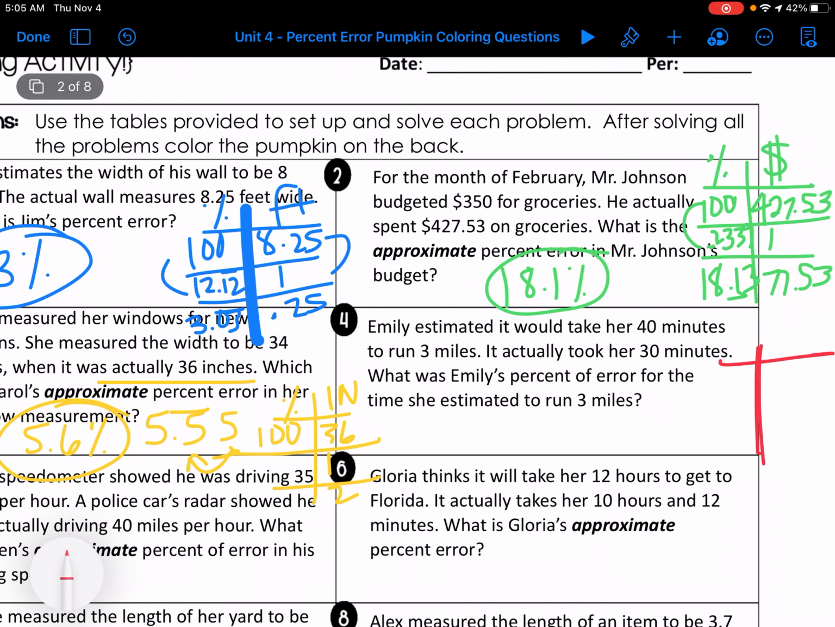Heck, I wish I could run 3 miles. I digress.